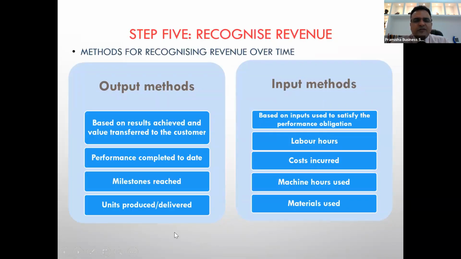Output method can be on the basis of the milestone, as I said, physical proportion of work completed, or what is the work certified to date, based on results achieved and value transfer to the customer. Value transfer to the customer is the work certified to date. It can be on the basis of performance complete to date, milestones reached, that out of 10 floors, 3 are complete, units produced or delivered. So now we have more basis for recognizing revenue and cost of sales.